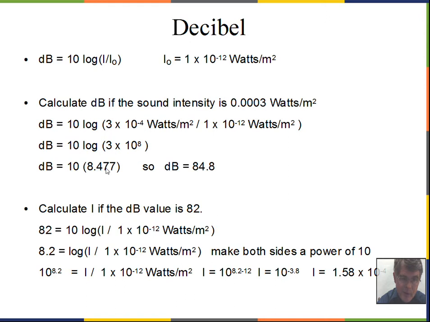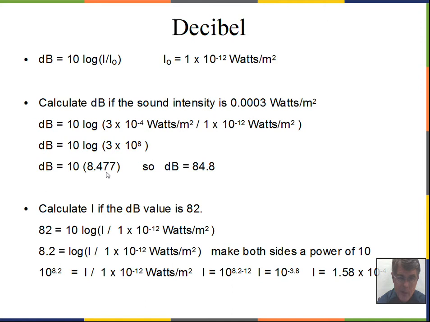The decibel system is the last step. We multiply by 10. So rounding off here, the decibels would be 84.8. We'll just move the decimal place one place because we're multiplying by 10. And I'm rounding, 84.8 is the decibel number.